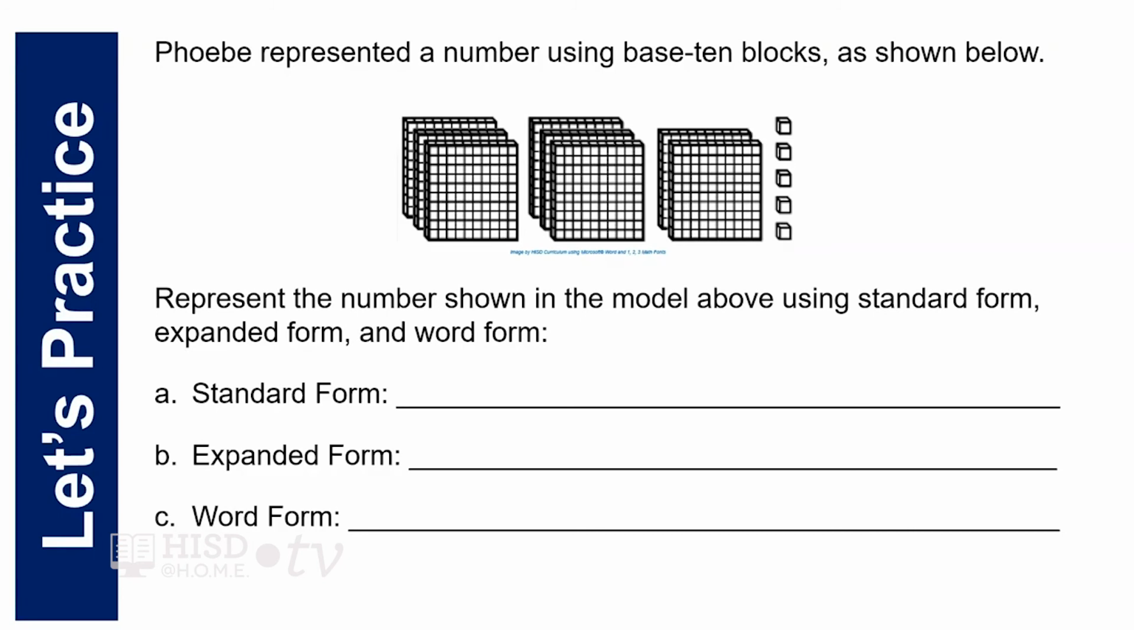Let's look at our first problem. Phoebe represented a number using base 10 blocks as shown below. Represent the number shown in the model above using standard form, expanded form, and word form. A, standard form. B, expanded form. C, word form.